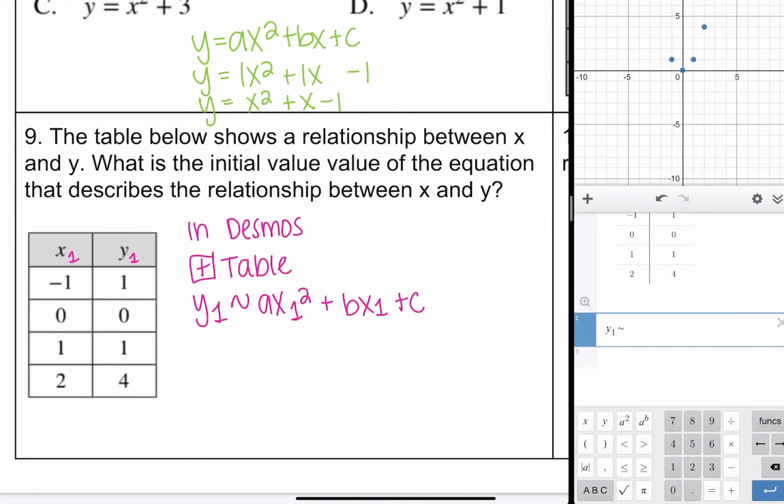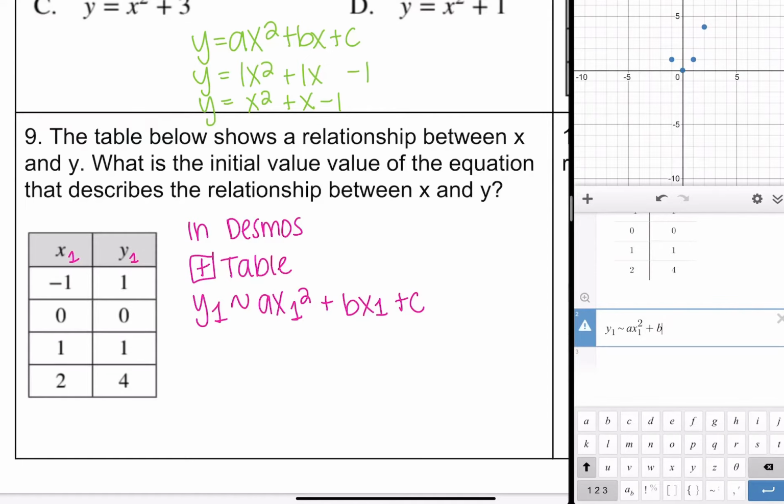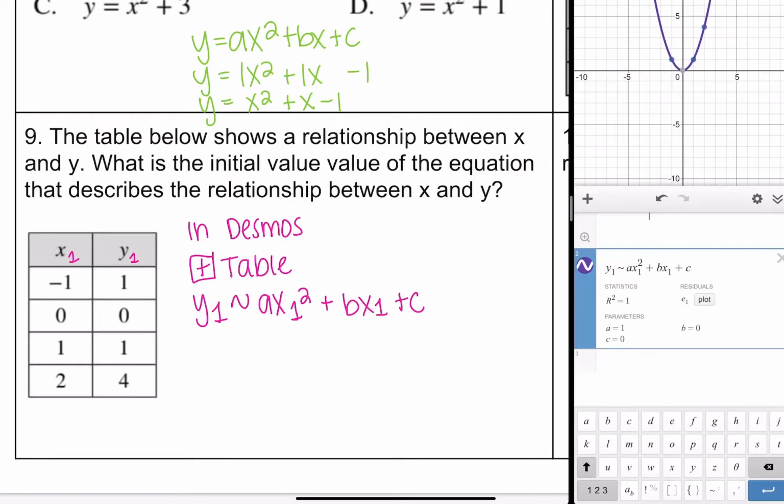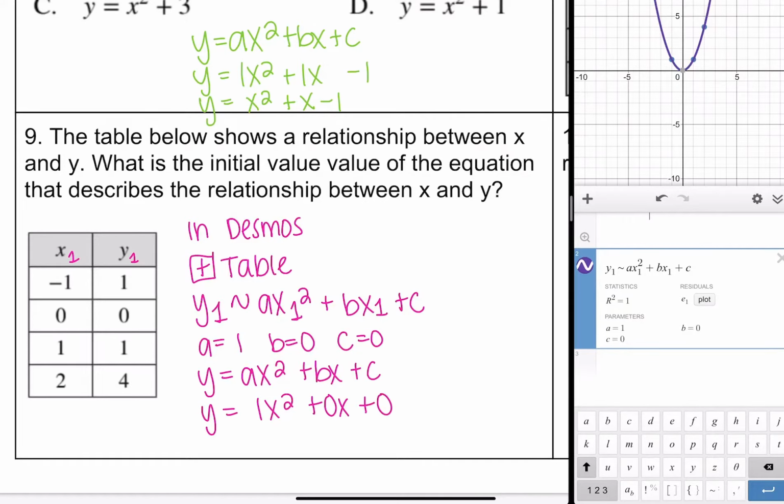y1 squiggle ax1 squared plus bx1 plus c. And that gives us a, b, and c. So a is 1, b is 0, c is 0. So when we put that in our formula, or in our equation in standard form, and we're just substituting those a, b, and c values, so 1x squared plus 0x plus 0. We can simplify this so that it's just y equals x squared.